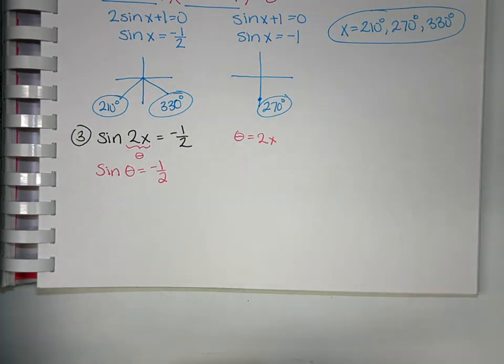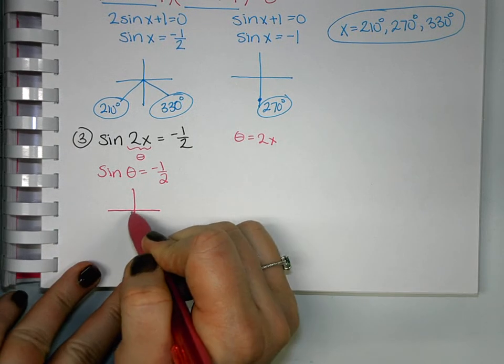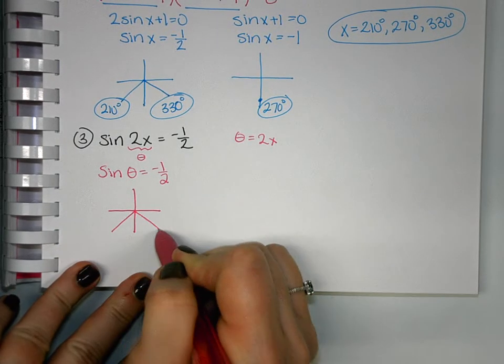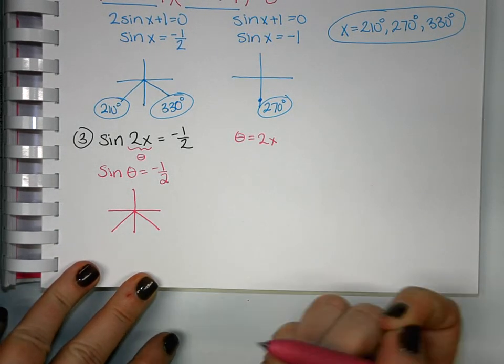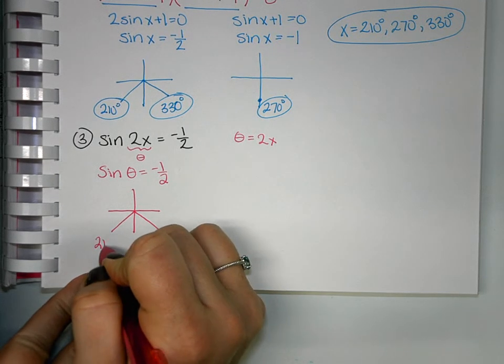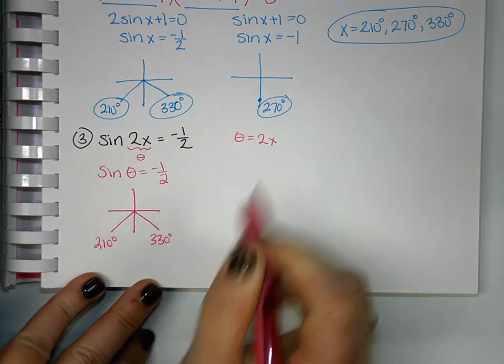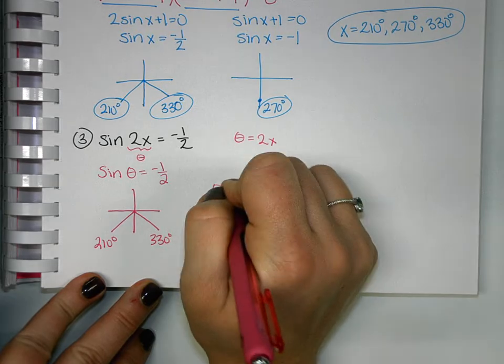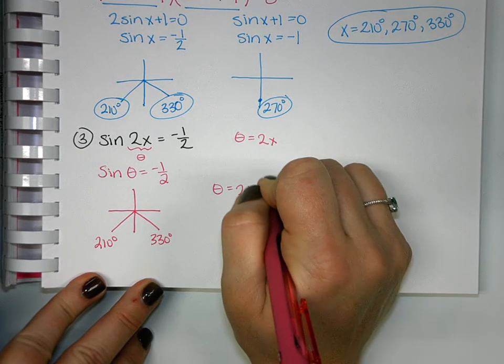So now I think on my unit circle, it's negative, so it has to be down here. What angles give me negative 1/2? That was 210 and 330. So theta is 210 and 330.